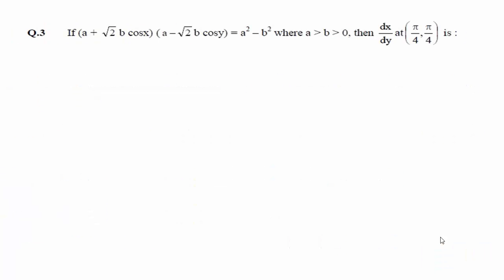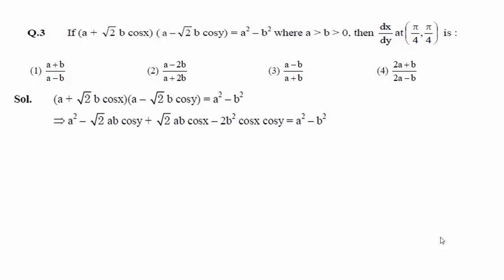Question third. If (a + √2 b cos x)(a − √2 b cos y) = a² − b², where a > b > 0, then dx/dy at (π/4, π/4) is: 1. (a + b)/(a − b). Second, (a − 2b)/(a + 2b). Third, (a − b)/(a + b). And option 4, (2a + b)/(2a − b).